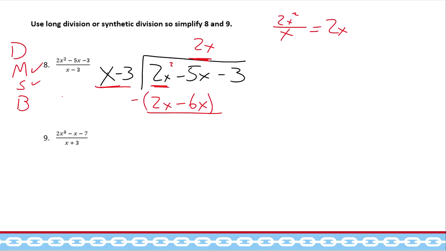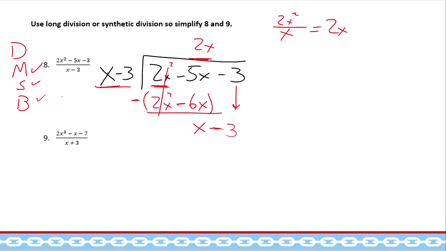2x squared minus 2x squared is 0x squared. Right? So I've been able to cancel out these terms. And then negative 5x minus a negative 6x, so that double negative makes positive. So negative 5x plus 6x gives me a positive 1x. I'm now ready to bring down. I bring down my next term, which is a subtract 3.